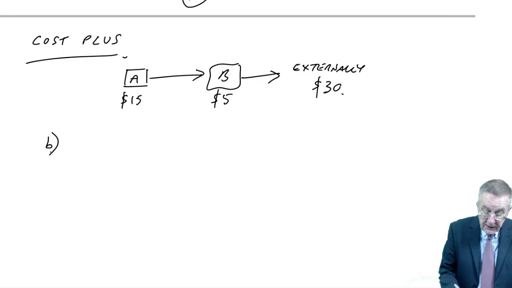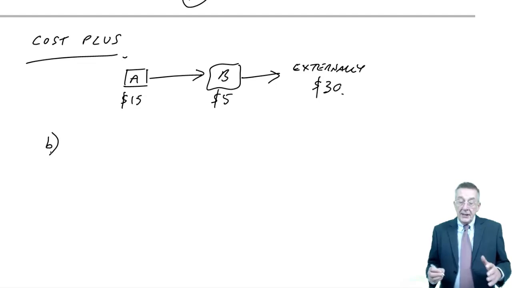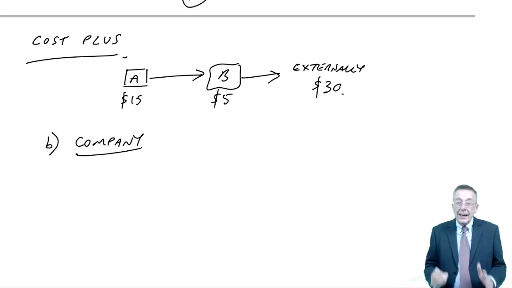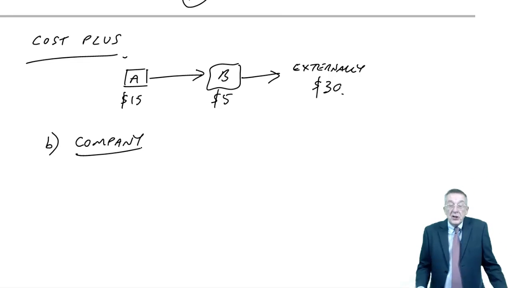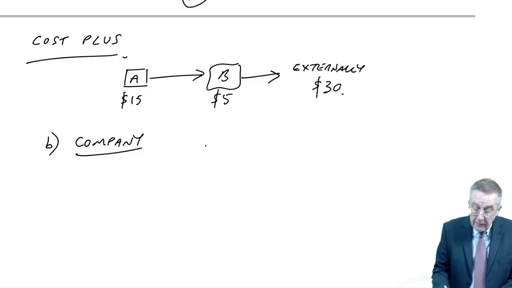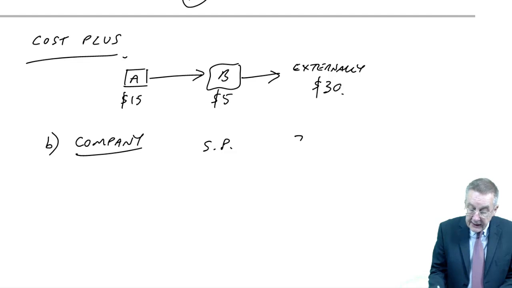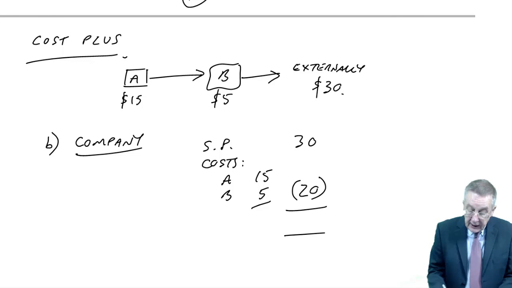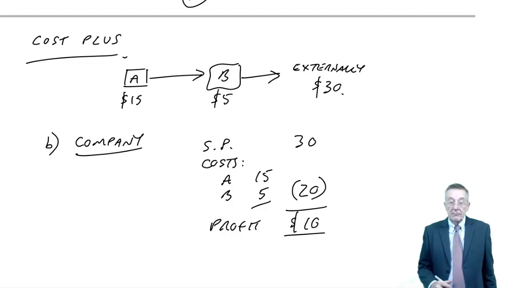Part B says, what's the profit for the company as a whole? And remember, there is only one company. In fact, it's divisionalised, in that sense it's irrelevant. For the company as a whole, the selling price is 30. The costs in one division are 15, in another division 5, so in total 20. And so, for the company as a whole, there's no question. There's a profit of $10 a unit.